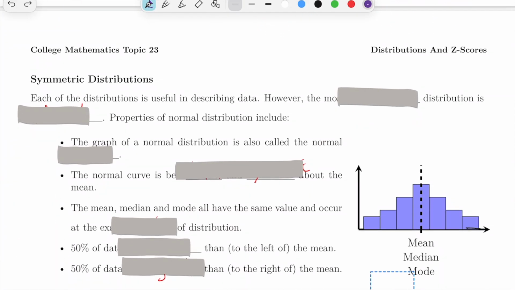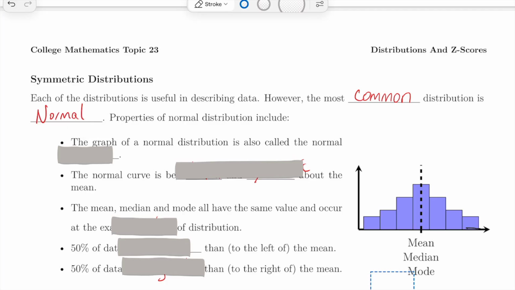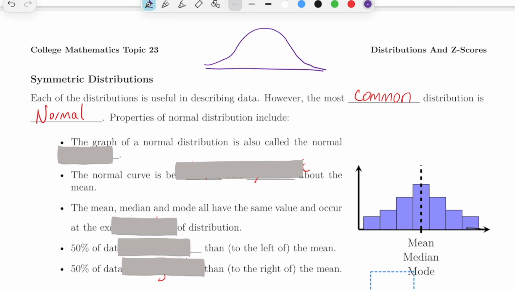Now, those are all nice distributions, but one of the more common ones, and the one that we're going to be spending a big chunk of time on, is called a normal distribution. You can see that with a capital N, normal. That's actually its name. A normal distribution you've probably seen before. It's just this bell curve, right? So it's called a normal curve.